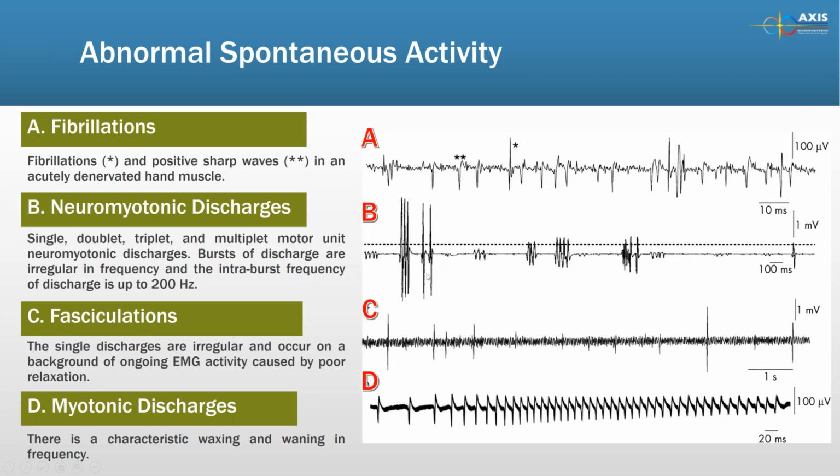The second picture is neuromyotonic discharges. They can be single or double or triple or multipolar. So there are single ones, two, three, four peaks, multiple motor units firing at the same time, and bursts of discharges are irregular in frequency, and the intra-burst frequency of discharge is up to 200 hertz. So they can be a single firing, two units firing, three, four, but they are random. The frequency between them is irregular, and it can be as fast as 200 hertz.